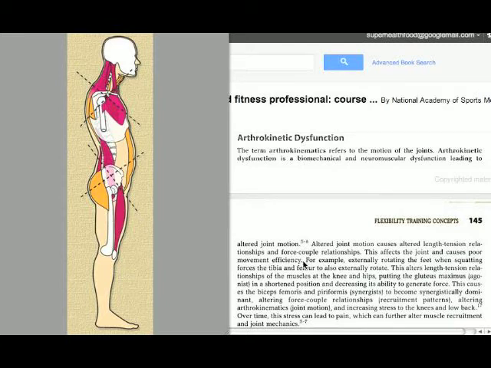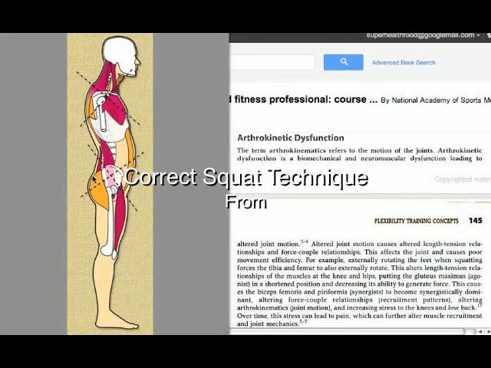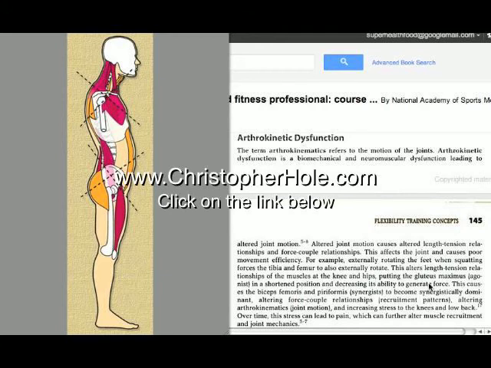So now we're starting to talk about the squat itself. For example, externally rotating the feet, which basically means pointing the toes outward when squatting, forces the tibia, which is your shin bone, and your femur, which is this one here, to also externally rotate or point outwards. This alters the length tension relationship of the muscles at the knee and hips, putting the gluteus maximus, the agonist, in a shortened position, decreasing its ability to generate force.